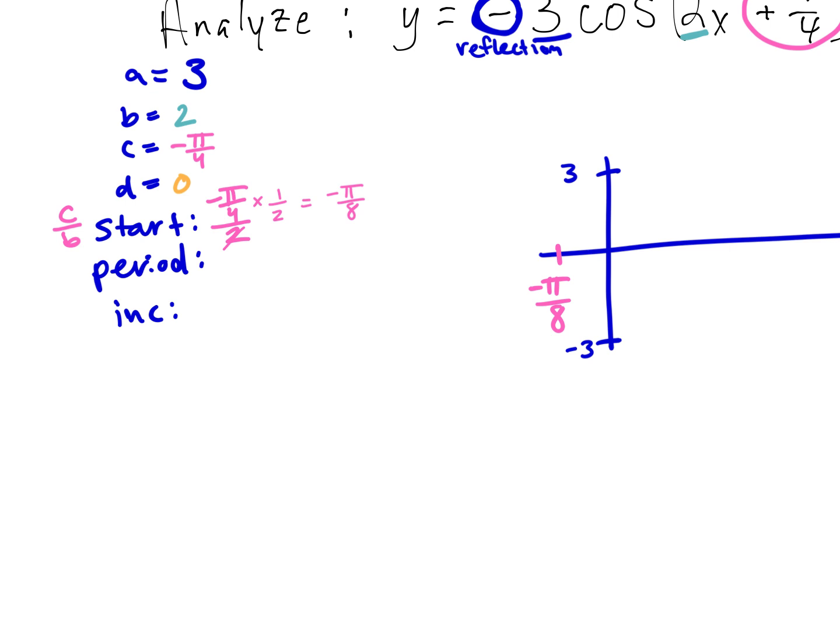How do we find the period? 2 pi over b. So 2 pi over our b was 2. So 2 pi over 2 would be what? Pi. And then how do we find our increment? The period divided by 4. So that would be pi over 4. So we're going to add pi over 4 to get from one tick mark to the next.